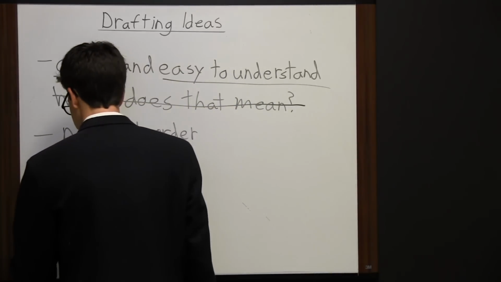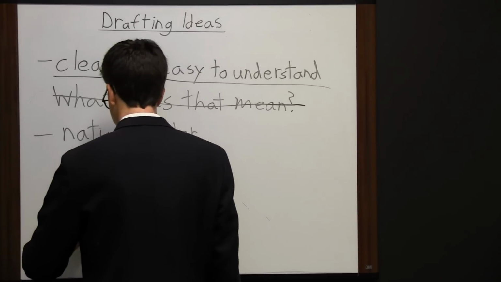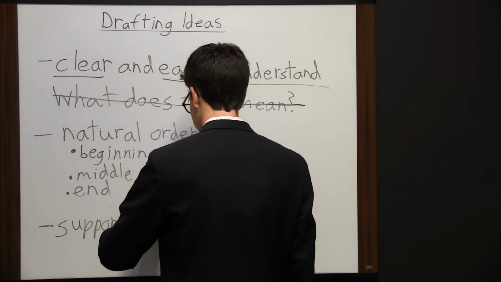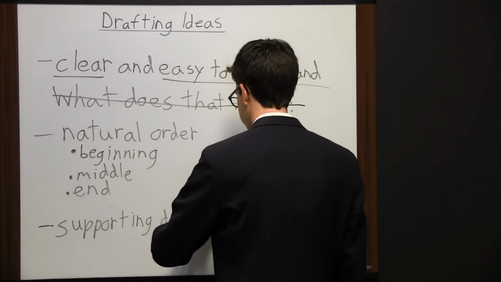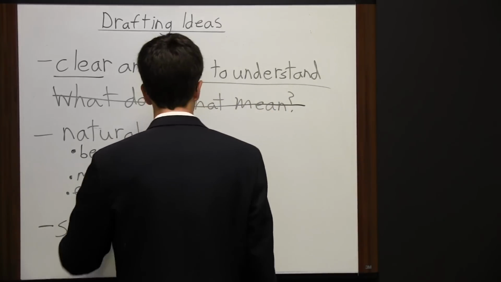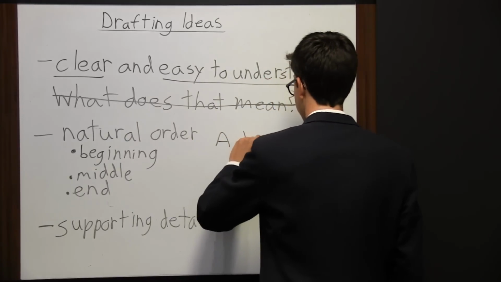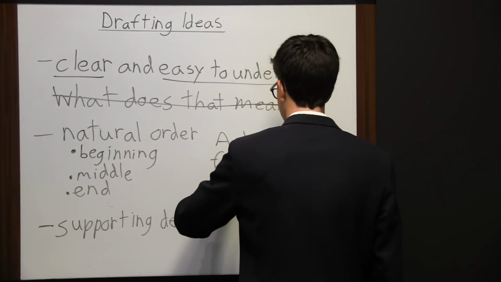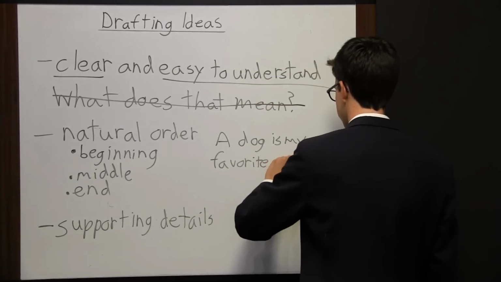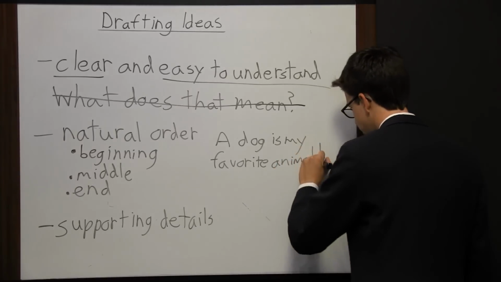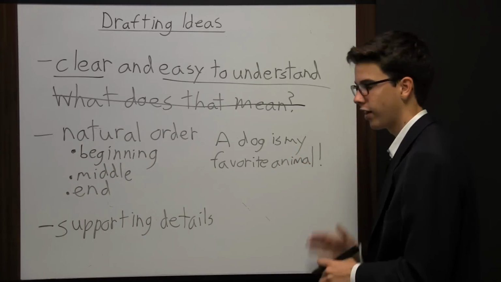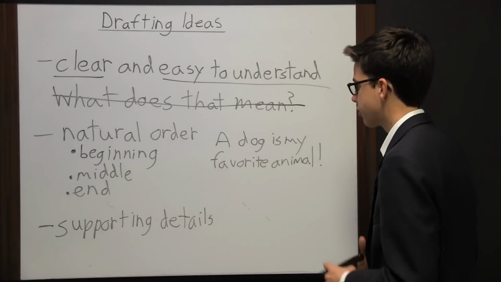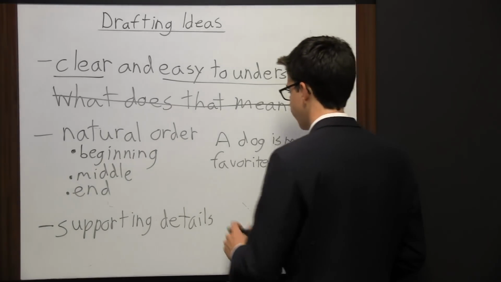The third thing you need to do when writing is have supporting details. So in other words, your opinions are not enough. So say that you wrote, a dog is my favorite animal! And you even put an exclamation point because you're so excited about a dog being your favorite animal. That's not enough because that's just your opinion. So you can put a couple of points or supporting details as to why a dog is your favorite animal.